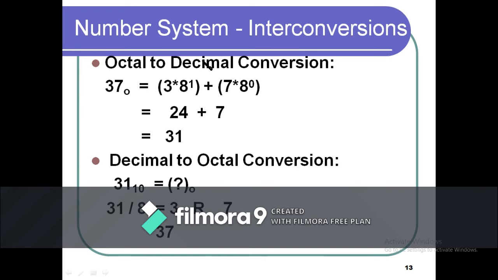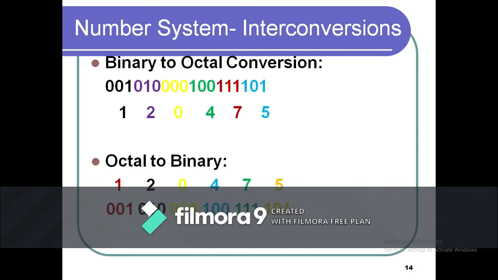Same, we have to convert decimal to octal. Here we take 31. We have to find it in octal. 31 divided by 8, 8 into 3 we get 24. Means here is the 7 remainder. Means we got the answer 37. Okay. See the conversion of octal to decimal, decimal to octal.